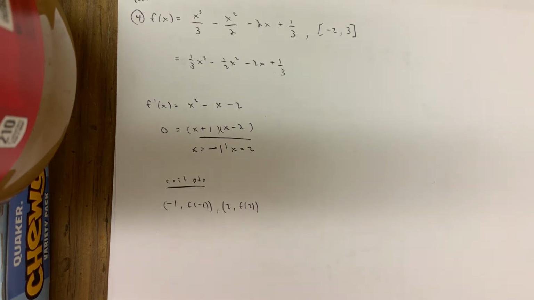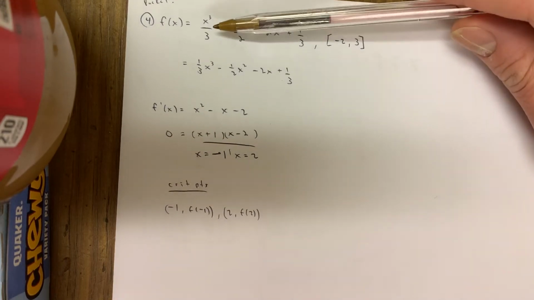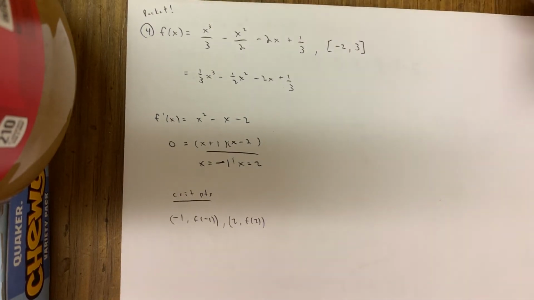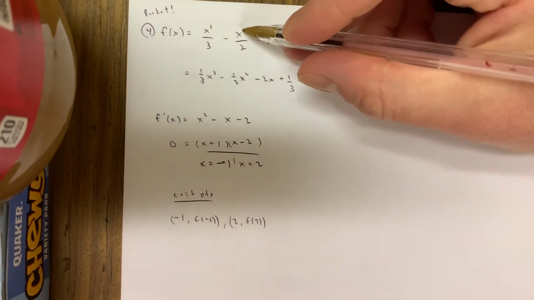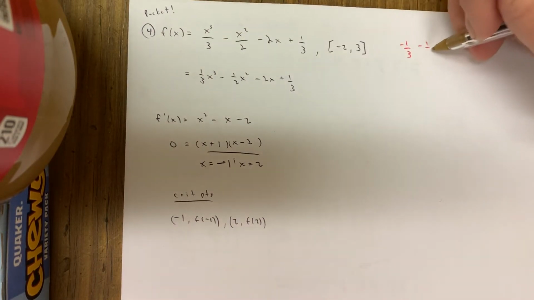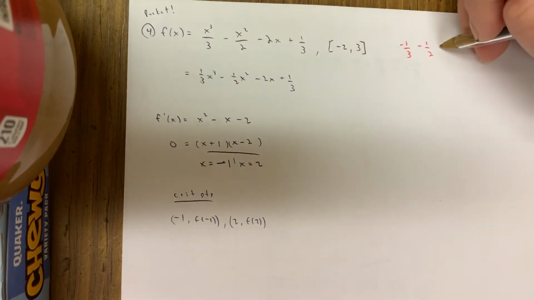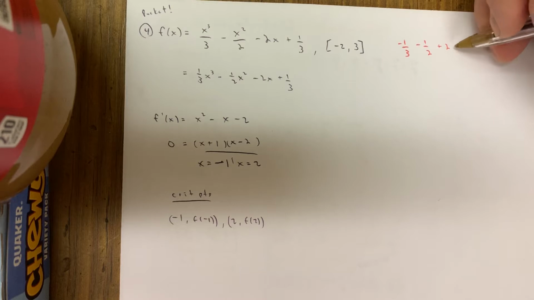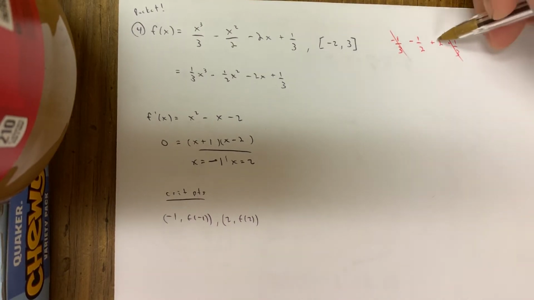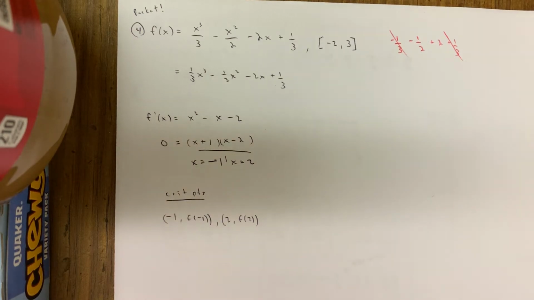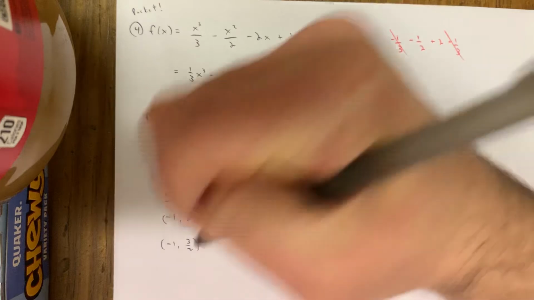We know mental math is the weakest part of many people's math games. It's really more about the problem solving here. But plugging in negative 1, the cube of negative 1 gives negative 1, so negative 1/3. Square that, negative 1 squared is positive 1, so minus 1/2. Minus 2 times negative 1, so really plus 2, plus 1/3. It works out nicely because negative 1/3 and positive 1/3 cancel out. 2 minus a half is 1.5, or 3 halves. So negative 1 comma 3 halves.